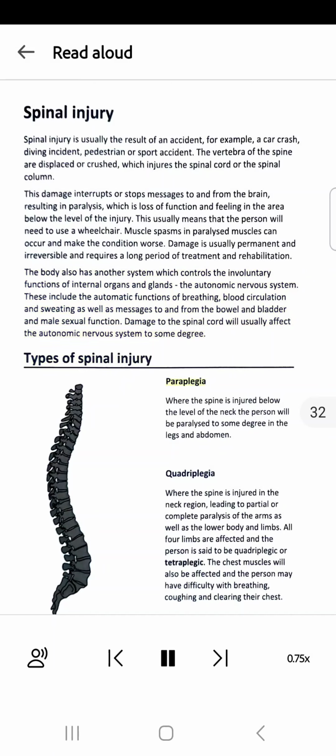Types of spinal injury: paraplegia, where the spine is injured below the level of the neck. The person will be paralyzed to some degree in the legs and abdomen. Quadriplegia, where the spine is injured in the neck region, leading to partial or complete paralysis of the arms as well as the lower body and limbs. All four limbs are affected and the person is said to be quadriplegic or tetraplegic. The chest muscles will also be affected and the person may have difficulty with breathing, coughing and clearing their chest.